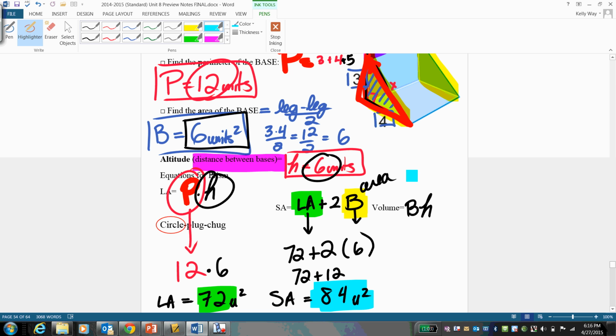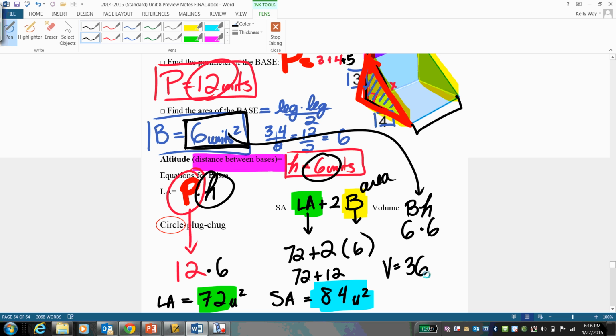Last but not least, volume. If we were to fill this with water or sand or just fill it with something, that would be volume. So we take the area of the base again, which is 6, times the height, which is the distance between the bases, 6. Our volume equals 36 units cubed.